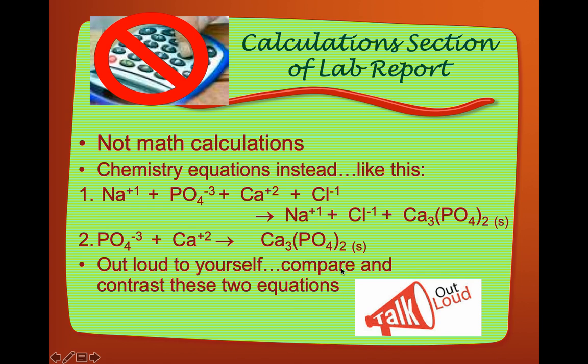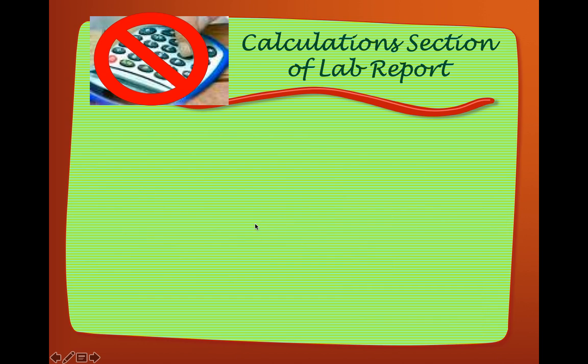All right, so maybe you notice things like, oh, number 1 has way more pieces than number 2. That's a contrast. I guess that's really the big thing. It has extra pieces. They both have this PO4 and this CA. They both have an arrow. They both have this big compound at the end. So that would be compare. Well, these 2 types of equations are what we're learning how to do today.